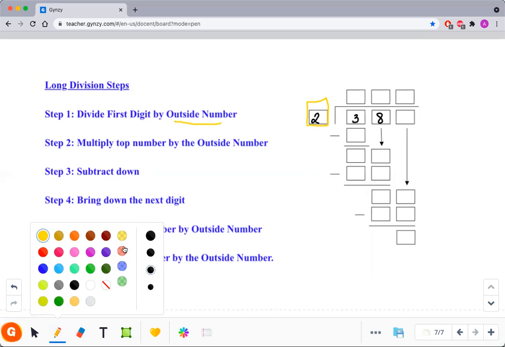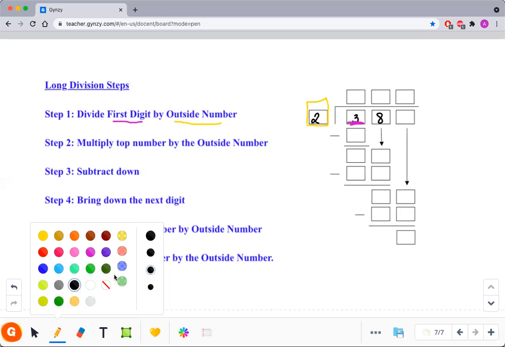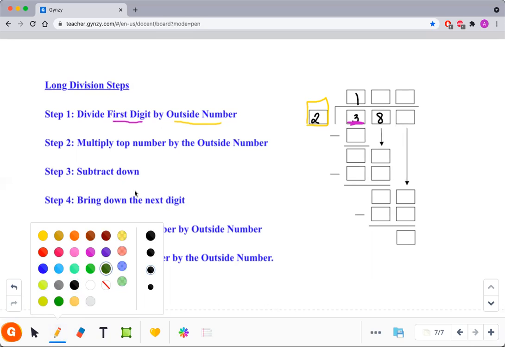I don't like red because our brain just tends to get alerted a little too negatively with red. So I'll do something like this. Okay, and I'll say, okay, well, how many times can 2 go into 3? And again, that phrasing they seem to prefer. How many times can 2 go into 3? 1 time.